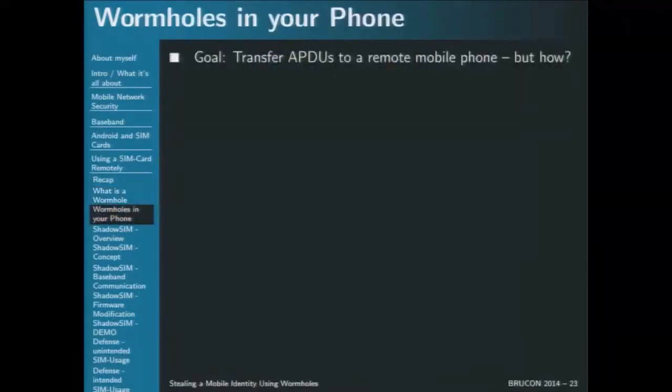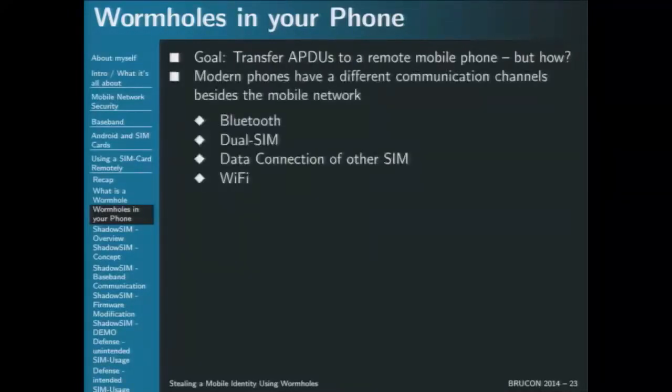So, what are the wormholes in your phone? Our goal is to transfer the APDUs to a remote mobile, but how? The wormholes in your phone are the other communication channels besides the mobile network. And you have a lot in a smartphone, you have channels like Bluetooth, you have 2 SIM cards which can have 2 separate data connections. You have Wi-Fi often.